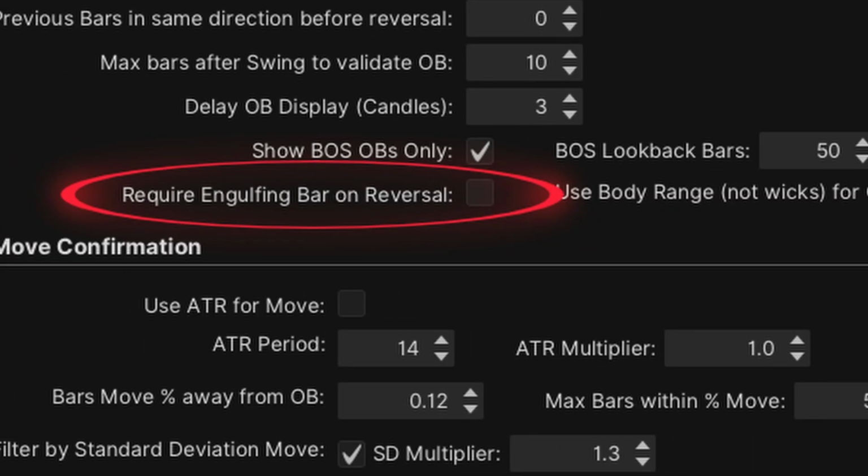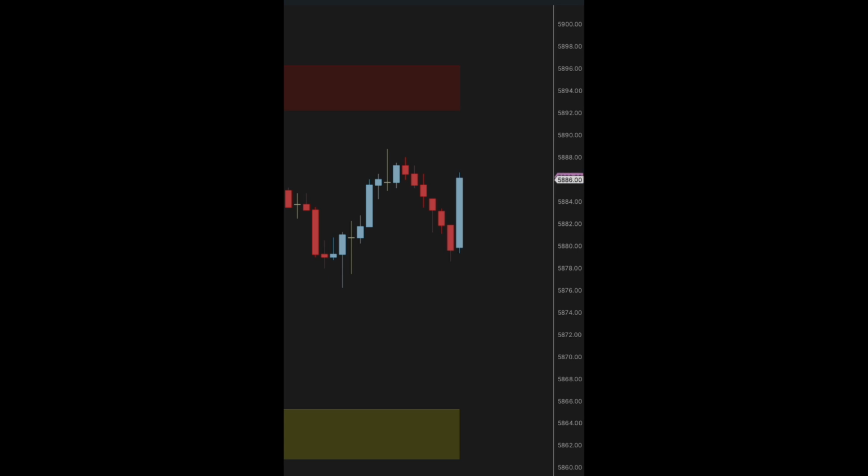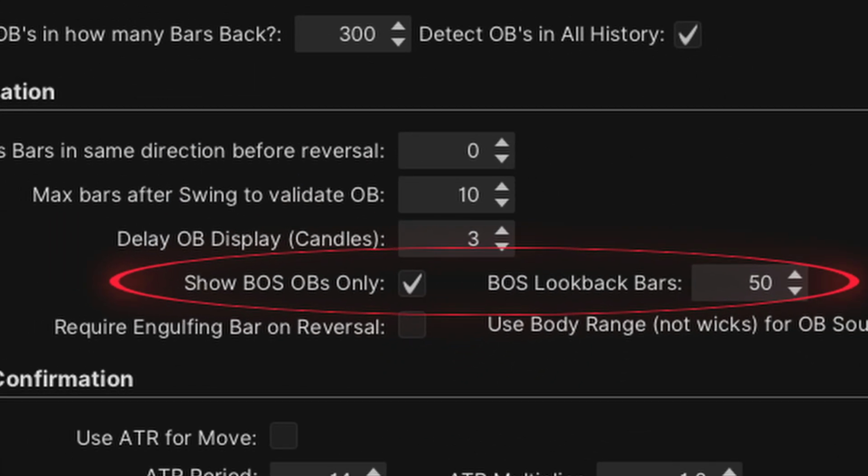Let's have a look at the filters section now. We have various filters that are incorporated into OrderBlox. When you put a tick in requiring engulfing bar and reversal, it will only filter order blocks that have an engulfing bar leaving the order block. We also have a show BOS OBs only setting. Many of us that trade price action style trading know what BOS stands for, break of structure. So this is going to check to see if structure has been broken either to the high side or the low side.